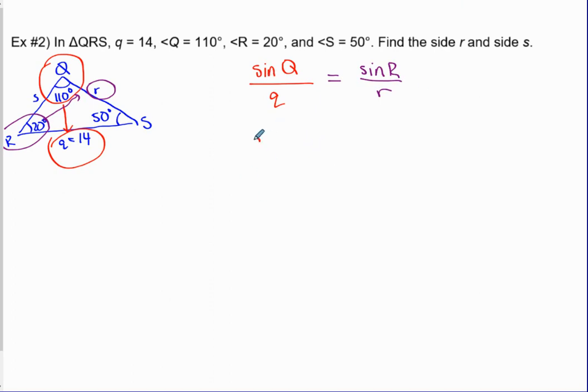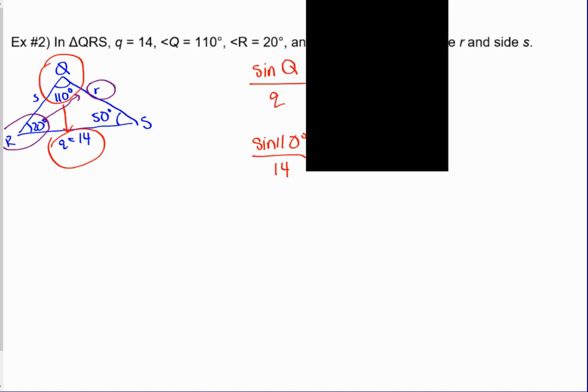Okay, so sine of Q. So Q is 110 degrees, divided by side Q, which is 14, equals sine of my angle R, which is 20 degrees, so that goes in there. And I don't know side R, that's what I'm trying to find.